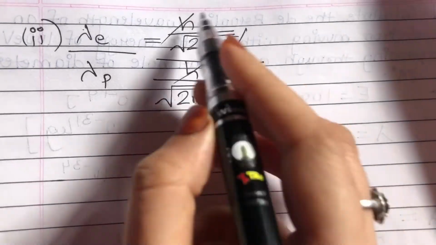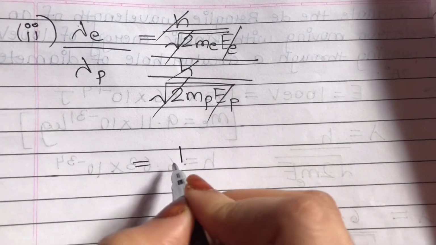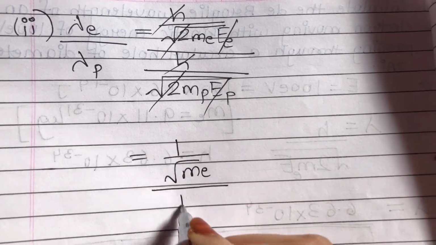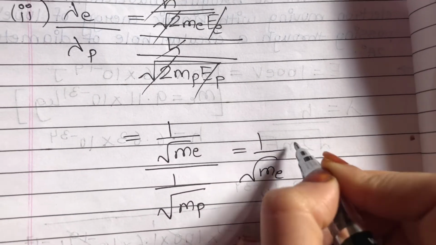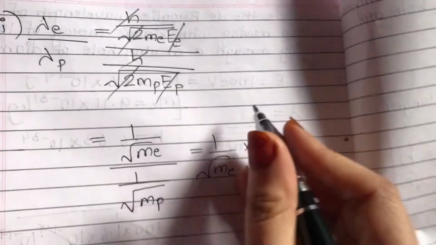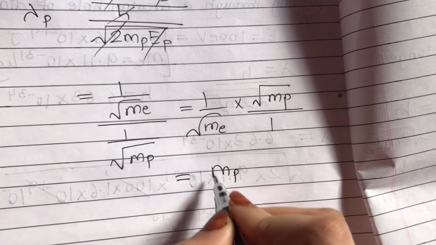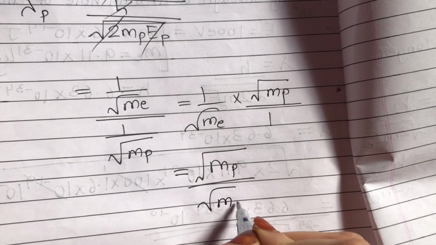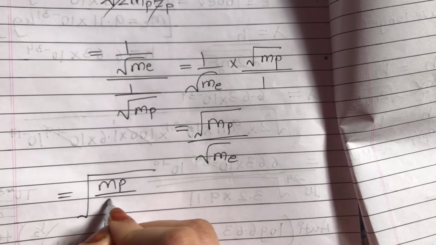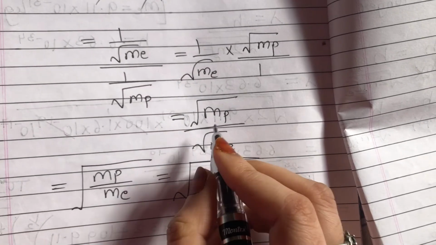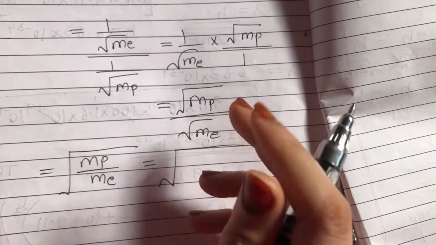What remains? Square root of 2 and square root of 2 get cancelled. What remains is 1 upon square root of mass of electron upon 1 upon square root of mass of proton. So 1 upon square root of mass of electron into, this will flip when it goes in the numerator, mass of proton upon 1. This can be written as square root of mass of proton upon square root of mass of electron. I can write them in the same square root, so mass of proton upon mass of electron. Now see, I am increasing the steps so that the concept is clear to you; we can skip some of the steps.